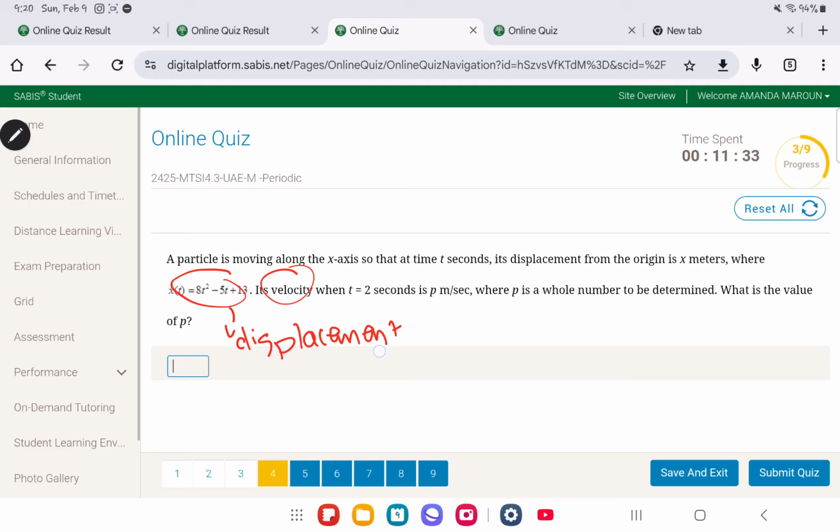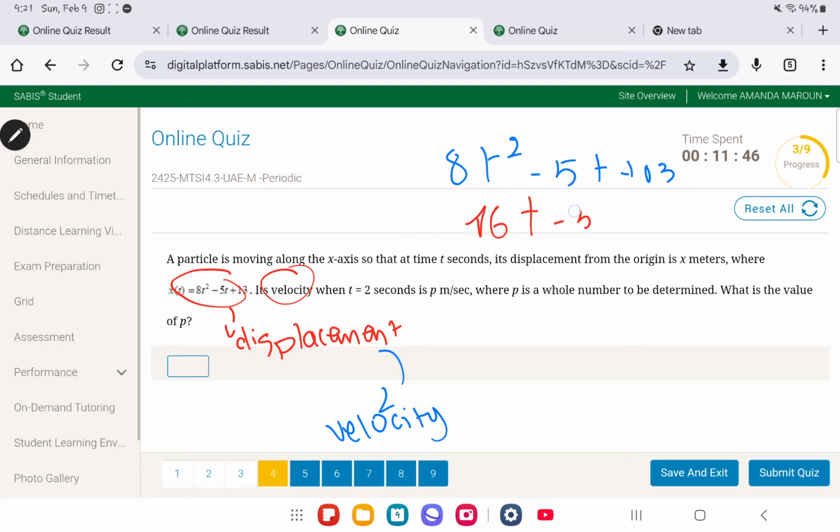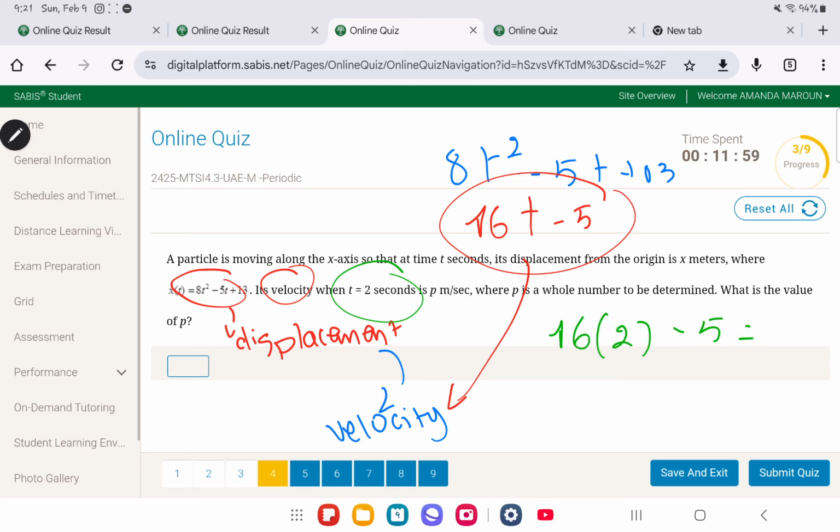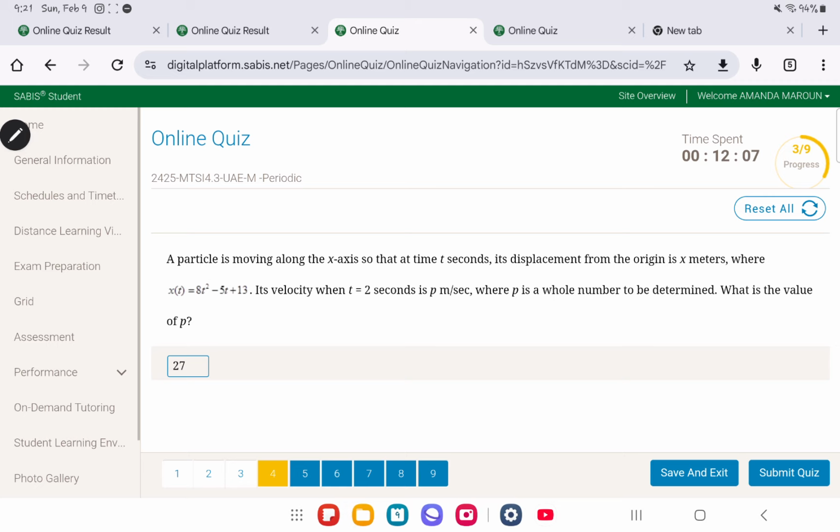So we know that the velocity is the derivative of the displacement. So we're going to take the equation of displacement, 8t squared minus 5t plus 13, and find its derivative. It's going to be 16t minus 5. Okay, now this is the equation of the velocity. So now we're going to find the velocity when the time was 2 seconds. So very simply, substitute t by 2. 16 times 2 minus 5 will give you an answer of 27. So our answer is 27. We move on to the next question, which is question number 5.